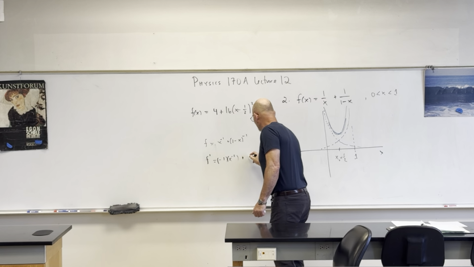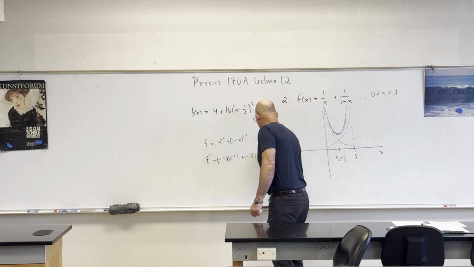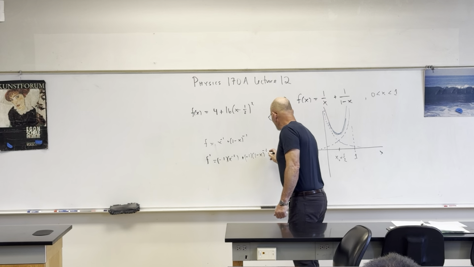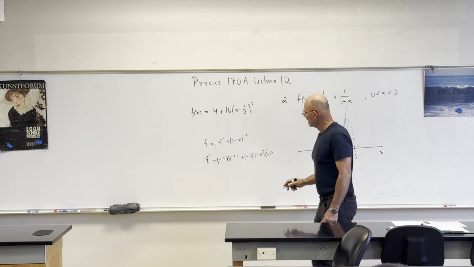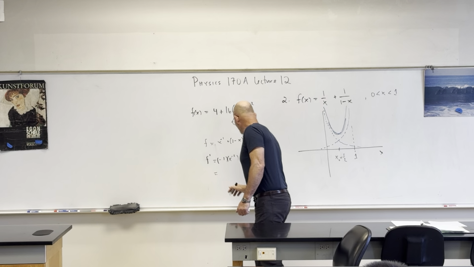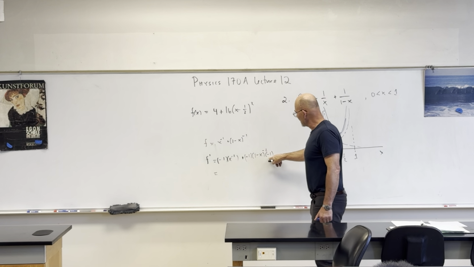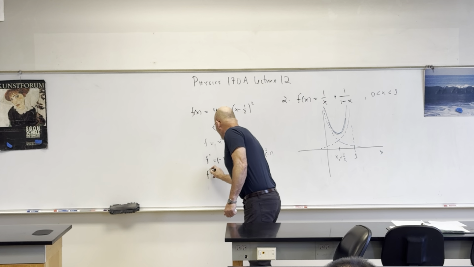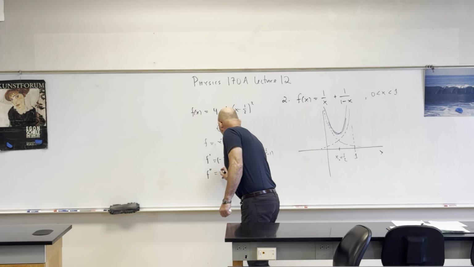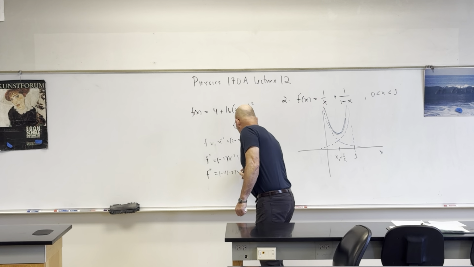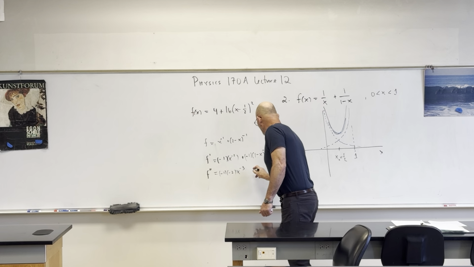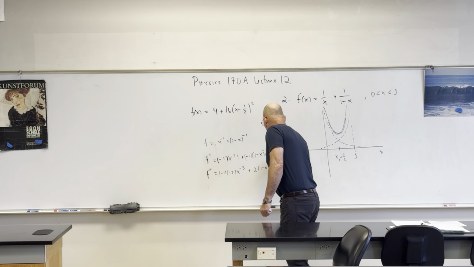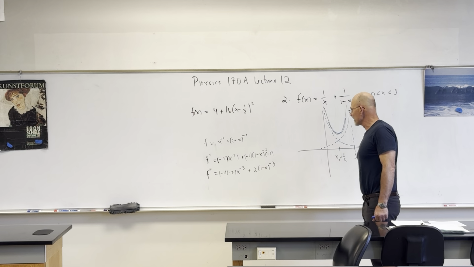Do it this way, plus negative 1 minus x to the negative 2. Inner derivative will be a negative 1. So this one is always going to give you that same thing. It's always going to get rid of the minus sign over here on the second one. F double prime: minus 1 minus 2 x to the minus 3 plus 2 1 minus x to the minus 3. It's always going to be a plus sign here.